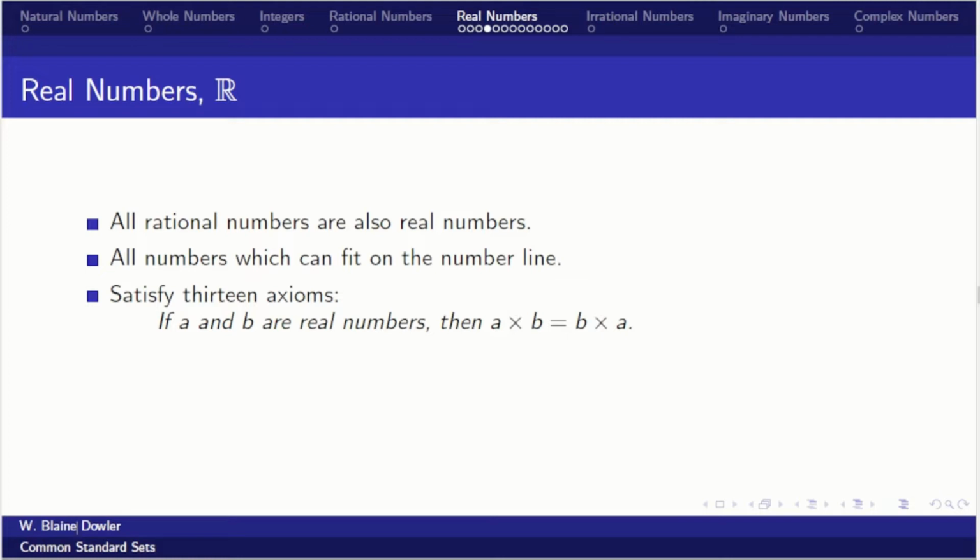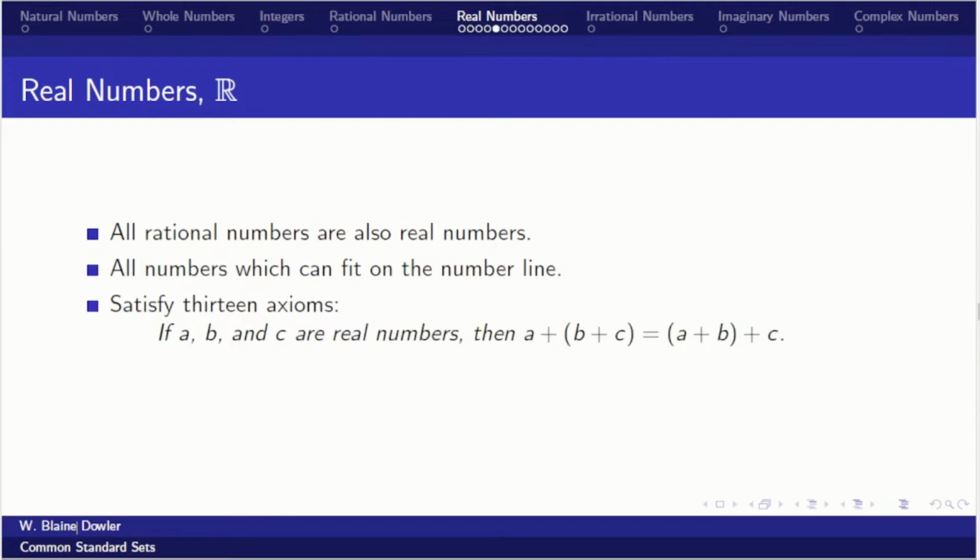The same is true for multiplication. That's our axiom 4. A times b equals b times a. We're going to notice a pattern here. For the first 10 rules, we'll have a rule for addition and then the matching rule for multiplication. Here we have the associative properties.